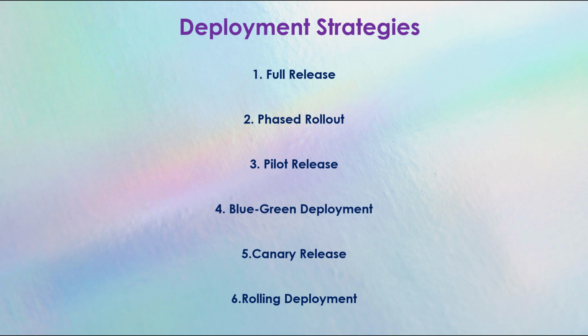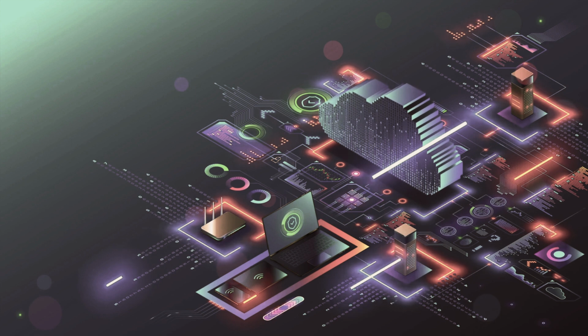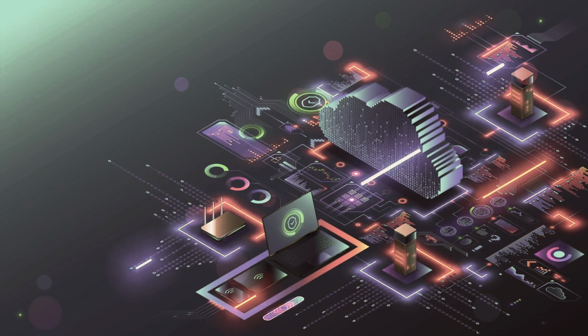Two identical environments, blue and green, allow for switching between old and new versions to reduce downtime. 5. Canary release. A small group of users gets the new version first, allowing issues to be addressed before a broader release. 6. Rolling deployment. New software is deployed to a few servers at a time, ensuring minimal disruption during large-scale deployments.